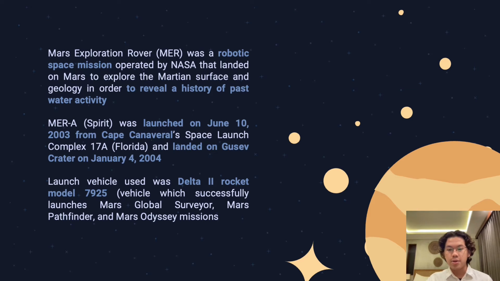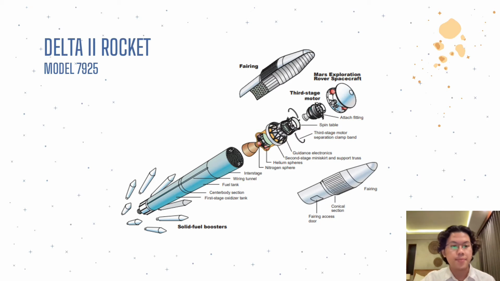The launch vehicle used was the Delta II model 7925. It is the same vehicle which successfully launched some of the most known Mars missions, such as Mars Global Surveyor, Mars Pathfinder, and Mars Odyssey. Here's the breakdown image of the Delta II rocket. It has 3 stages and 9 boosters. I have provided the necessary data that will be used in the calculation inside my report.